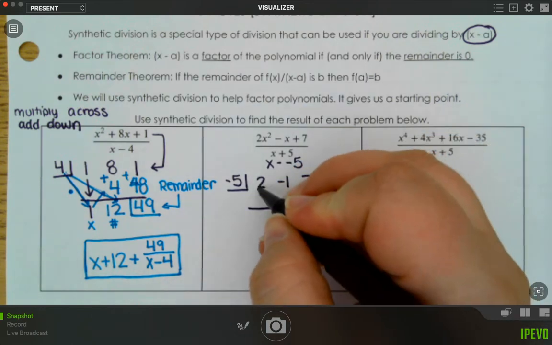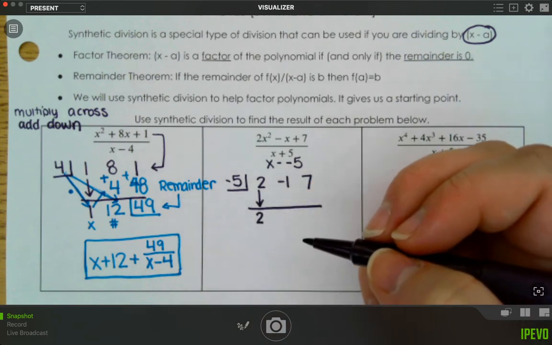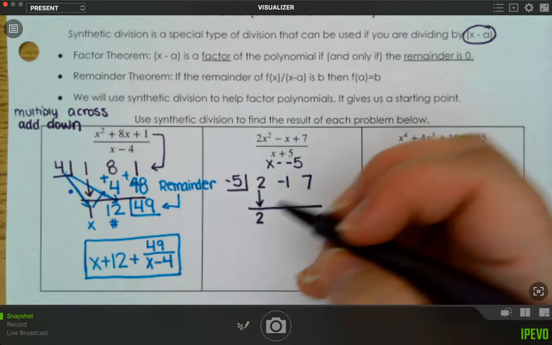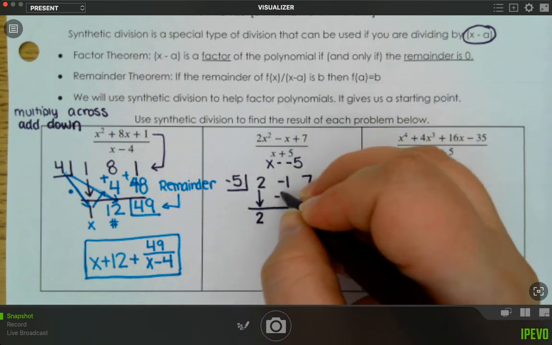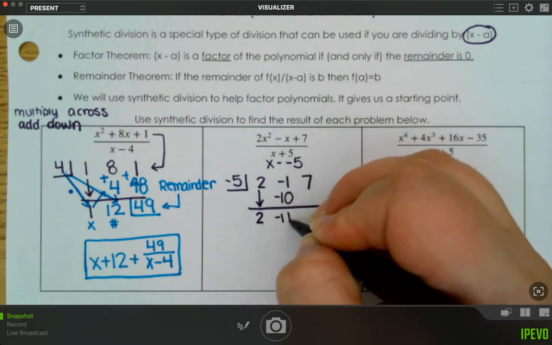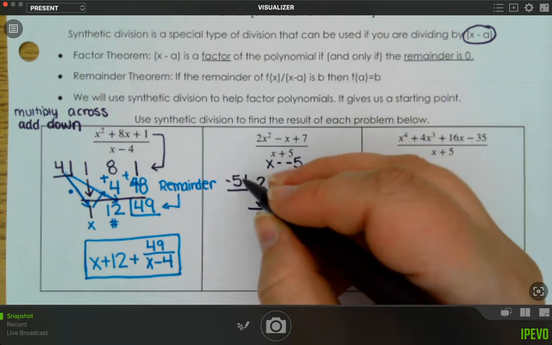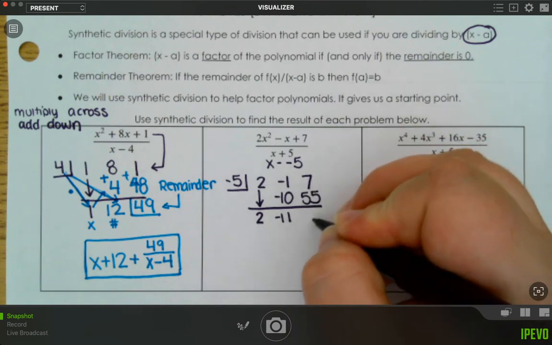And then this first number comes straight down because it doesn't have anything to add to yet. So that's why 8 just goes straight down. And then you're going to multiply across. That's going to be -10 and add down. Multiply across. That's 55. Add down.